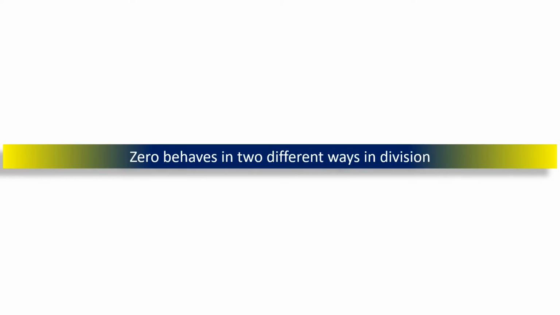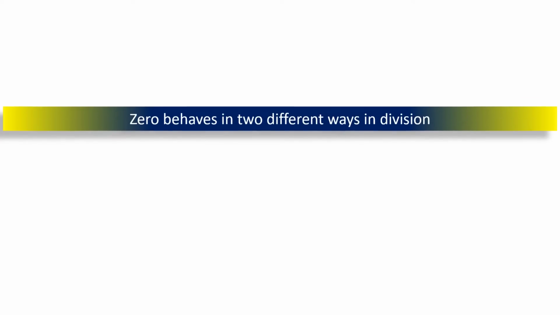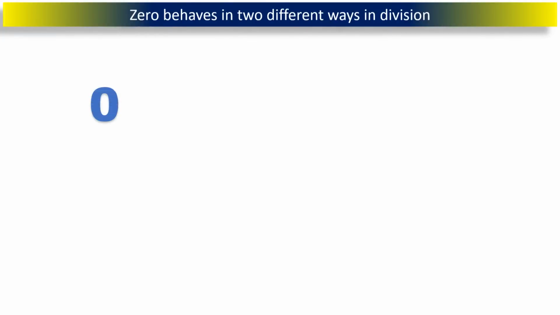0 behaves in two different ways during division. How does it happen? Let's see. 0 divided by 5 is equal to... in division we call the parts the numerator and denominator. So 0 right now is lying in the numerator and 5 lies in the denominator. So 0 by 5 is nothing but 0. If 0 comes in the numerator, it has more power.